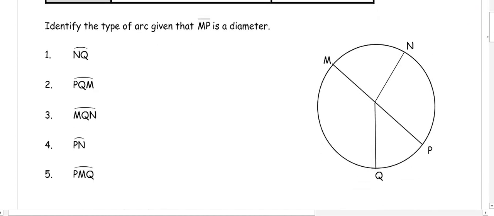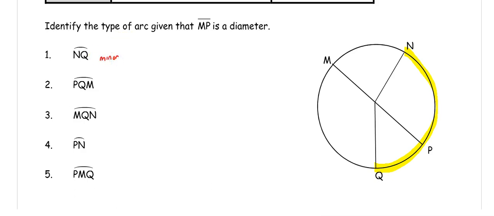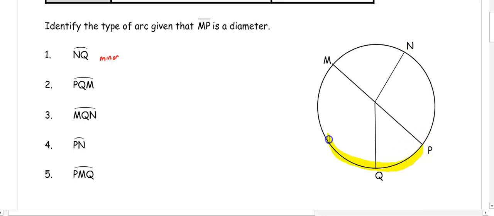Identify the type of arc given that MP is a diameter. In the first one, we have NQ. It's less than 180 degrees of the circle. It's also only named with two letters, so this is going to be a minor arc. The next arc is PQM, and we have to follow those letters in order. So PQM, remember that PM is a diameter, so this is going to be a semicircle.